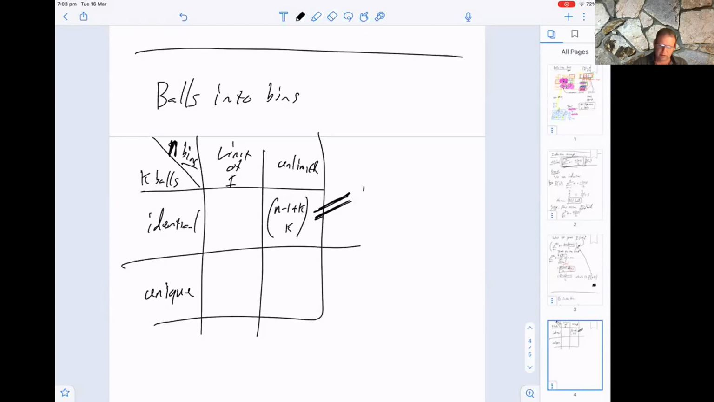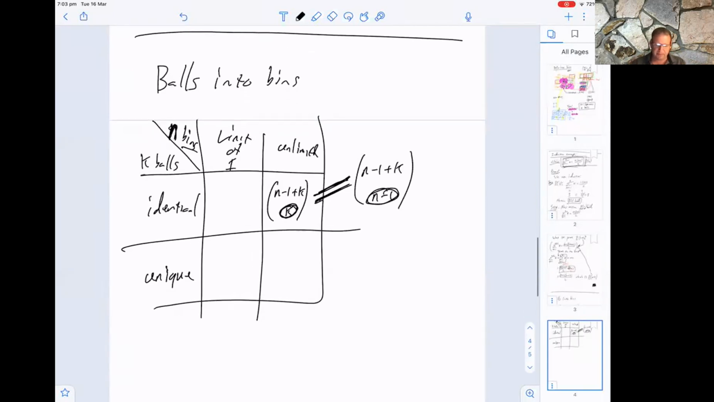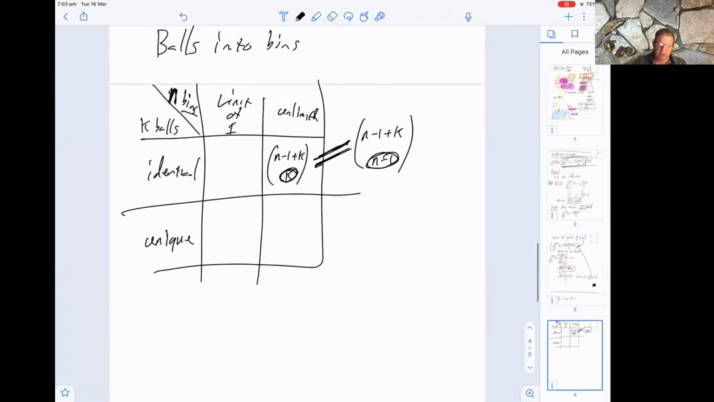Right, so you could have done n minus 1 plus k over n minus 1, for example, right? It's the same. Remember, here you're choosing the balls, and here you're choosing the separators. Choosing who is the balls is just like choosing who's the separators, because if they're not balls, they're going to be separators.